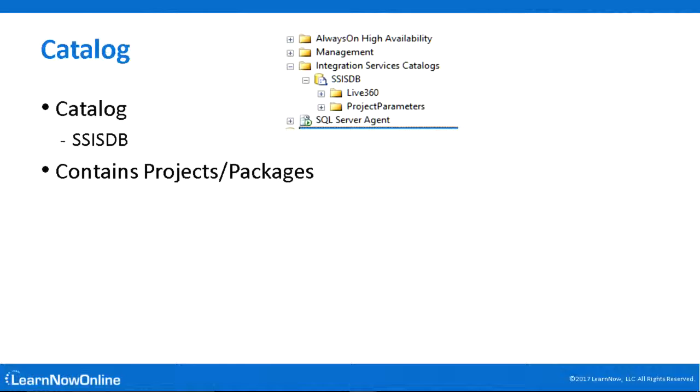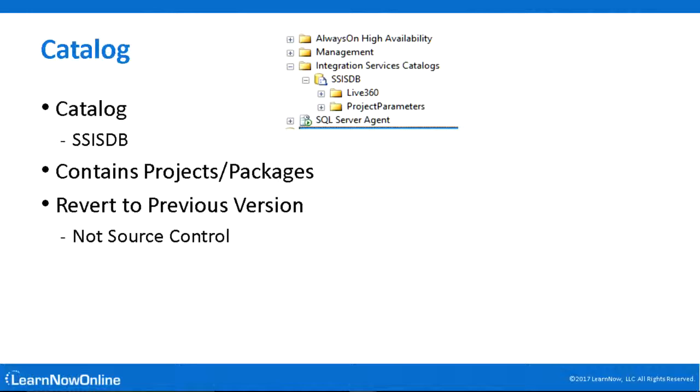The main objects in the catalog are projects and packages. These are deployed from SQL Server Data Tools when designing ETL packages. After a deployment, sometimes the packages fail. This is okay because the project now can be reverted back to the last good run without having to find the previous package in source control and then make another deployment over the current one that has failed.